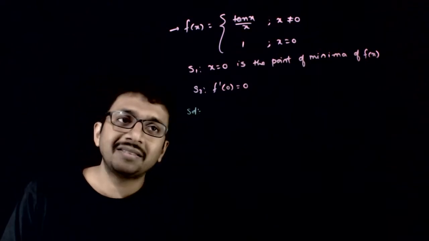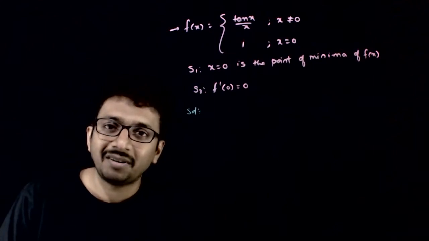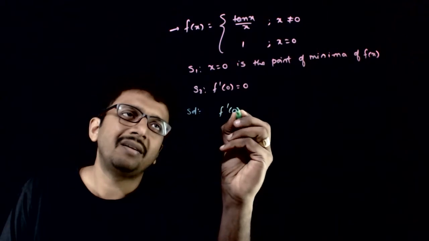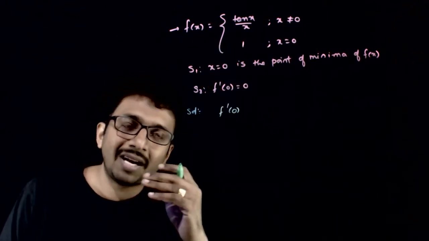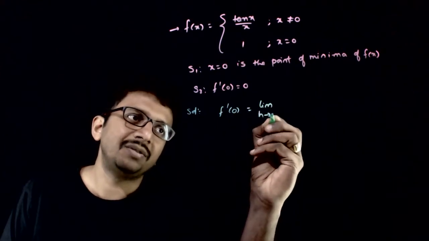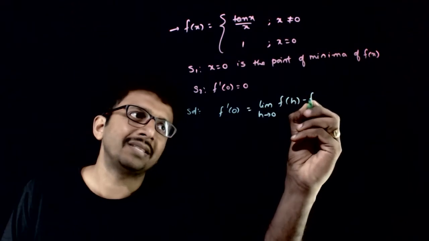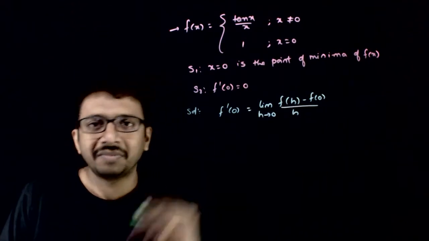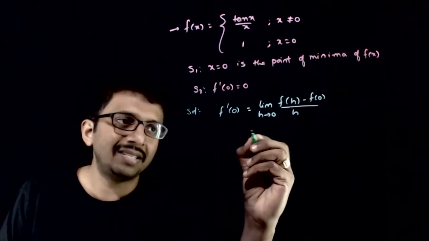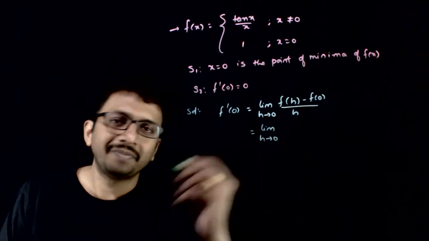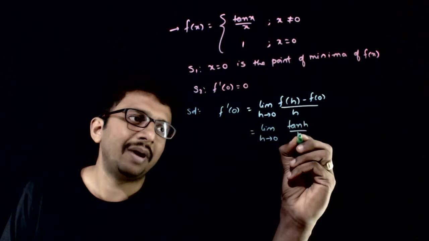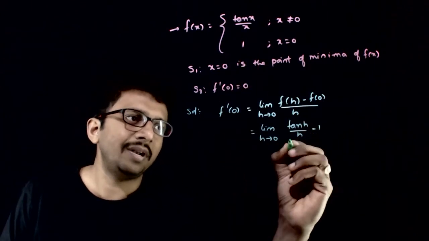So first let us analyze the second statement. Let us see whether f dash of 0 is equal to 0. Because this is a piecewise defined function, let us use the first principle. f dash of 0 is equal to limit h tends to 0 of f of h minus f of 0 by h. So this is my value of f dash of 0, that is equal to limit h tends to 0, where h is not equal to 0, so f of h can be written as tan h by h minus f of 0, which is 1, by h.